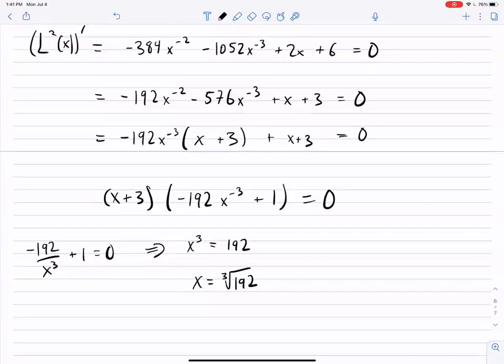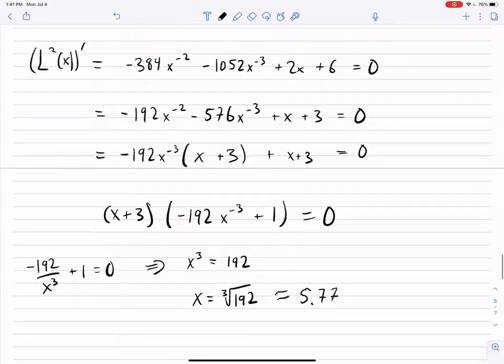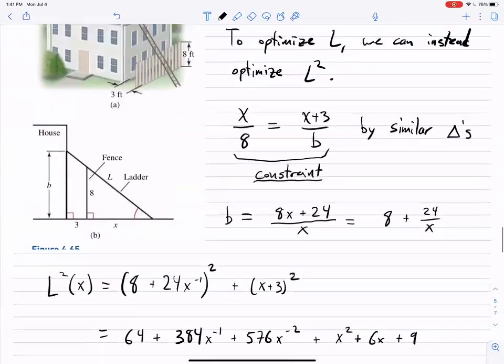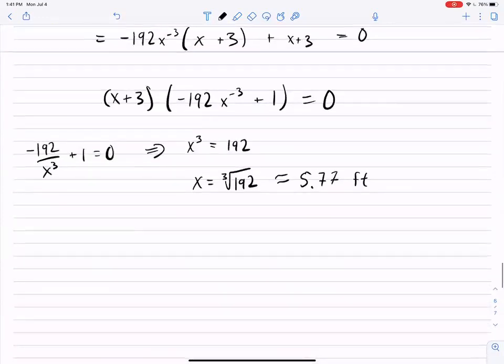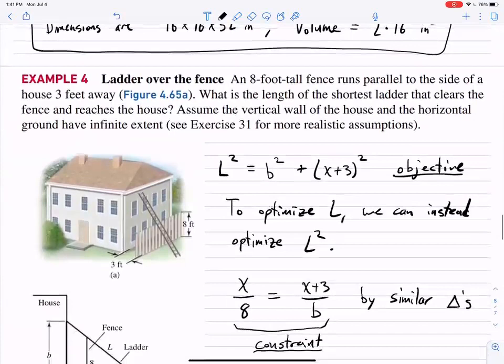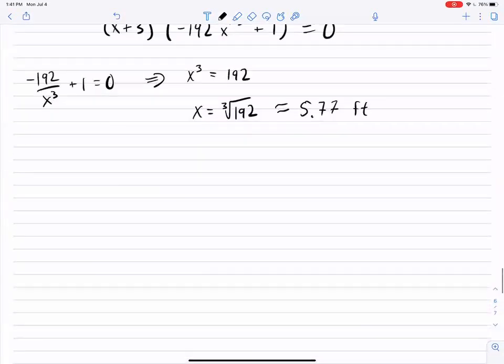So just for our own sake, let's see what the cube root of 192 is. So it's roughly 5.77 feet. So that's what the distance x is. And so we want to know what the length is. Assume the vertical wall of the house. What is the length of the shortest ladder? And so we want to know what L is.